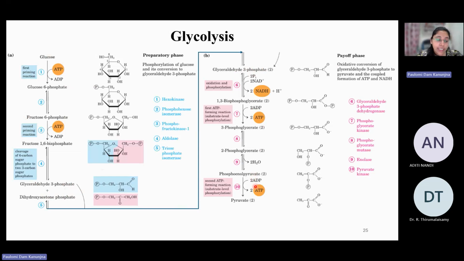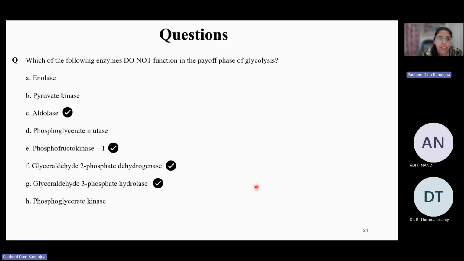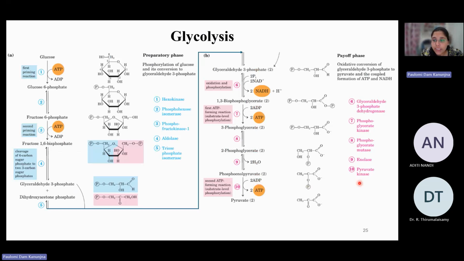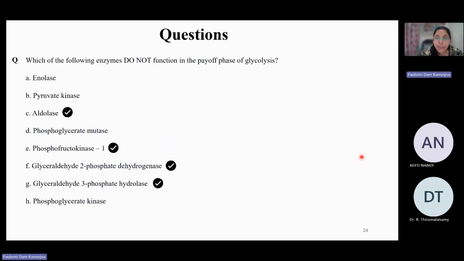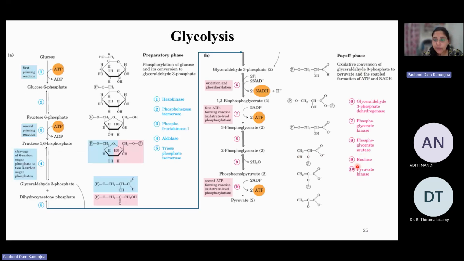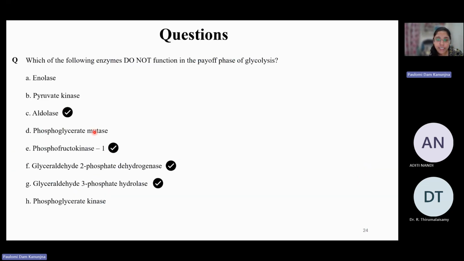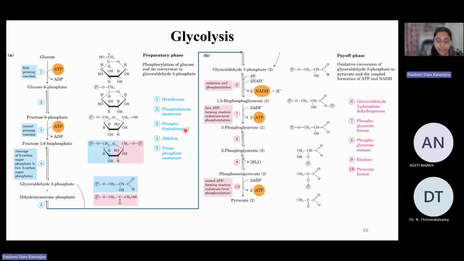Now, the enzymes that were asked in these questions: enolase. Where is enolase? Enolase is here, so it is used in the payoff phase. Then we had pyruvate kinase. Where is pyruvate kinase? It is being used in the payoff phase. Then we have aldolase. Where is aldolase? Here in the preparatory phase. That's why it's incorrect.